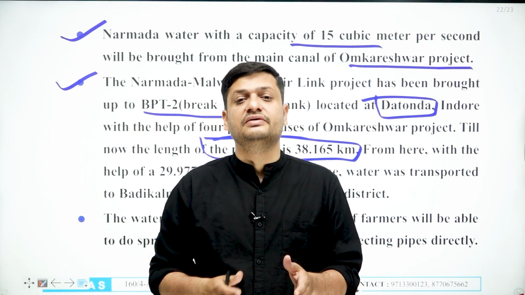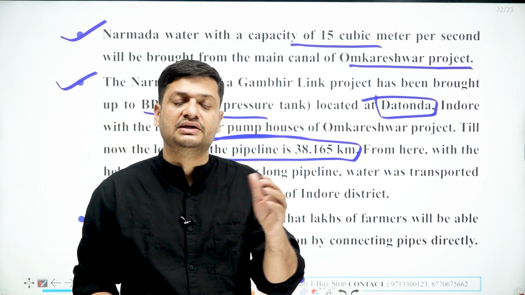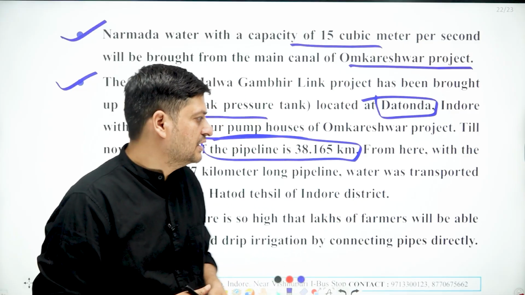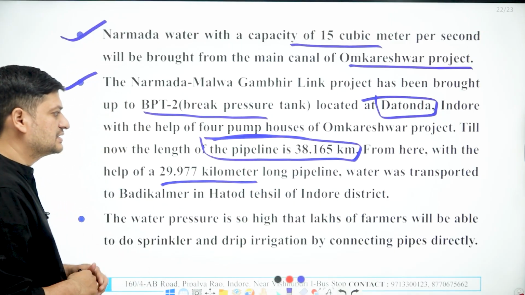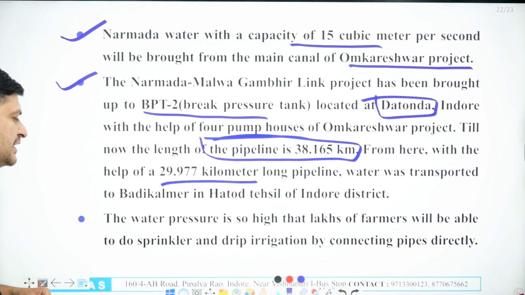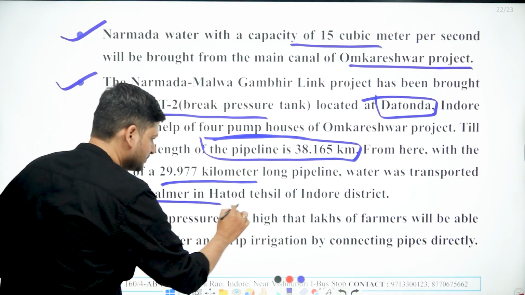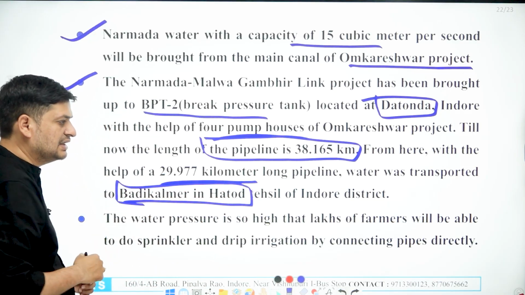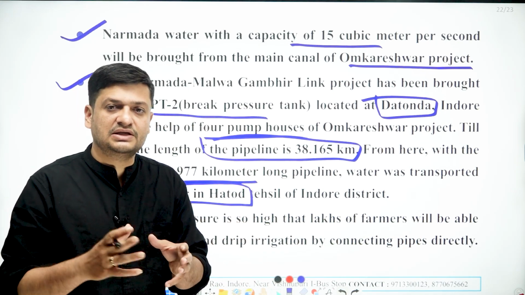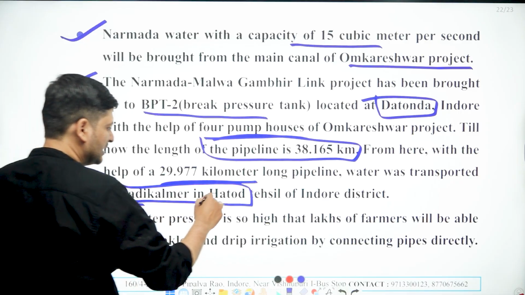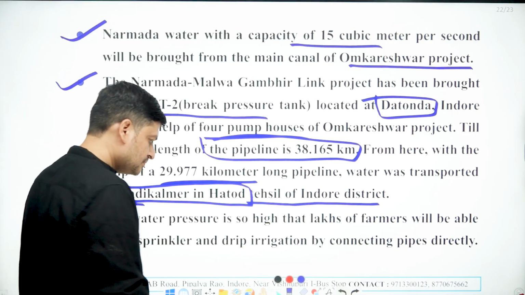If in your examination you can't remember the 0.165 part, you have to remember the 38 kilometer part. 38 kilometers is the gross length of the pipes which were laid. Of this, 29.97 kilometers of long pipe was transported to Badi Kalmer, the place where the Sangam used to happen, the merging of the Narmada as well as the Gambhir river. To the Badi Kalmer region of Hato Tehsil, this water has been transferred.